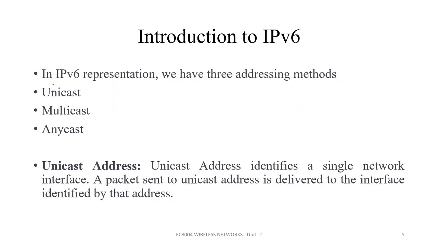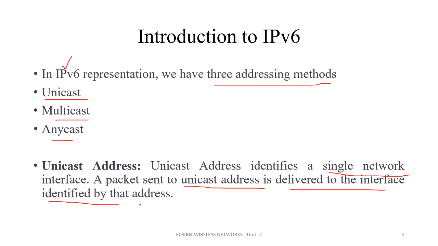In representation, we have 3 addressing methods. Internet Protocol version 6 supports 3 addressing methods: unicast, multicast and anycast. Unicast identifies a single network interface. A packet sent to a unicast address is delivered to the interface identifying that particular address. From one particular network to another particular network, that is unicast.